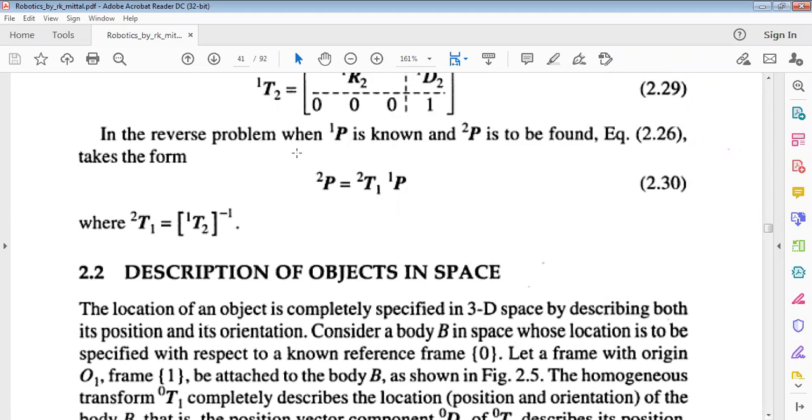Suppose in the reverse problem, 1p is known, so the position of frame 1 is known, and the position of frame 2 is unknown. It is yet to be found. In that case, we need to take the equation: the vector p with respect to frame 2 on the left side of the equal sign, and on the right side, the transformation matrix 2T1.